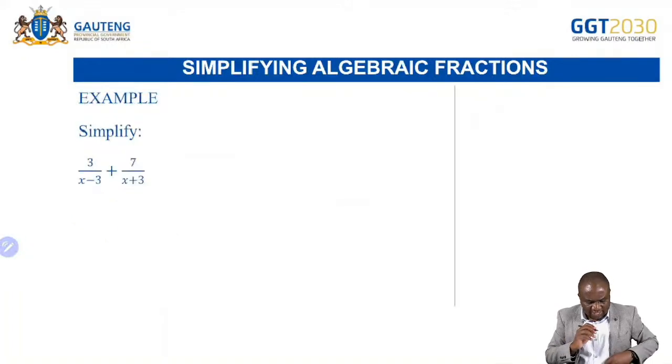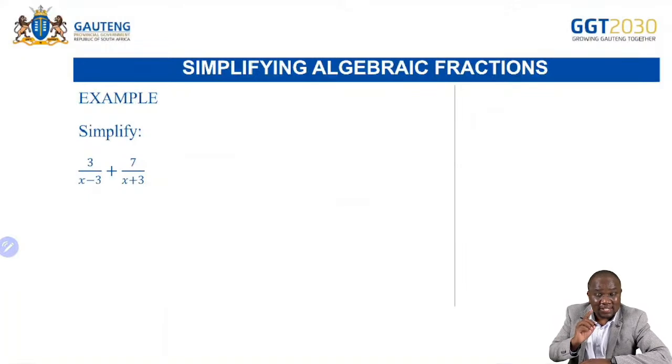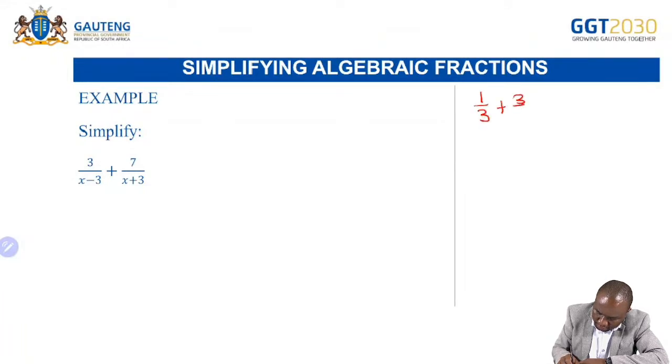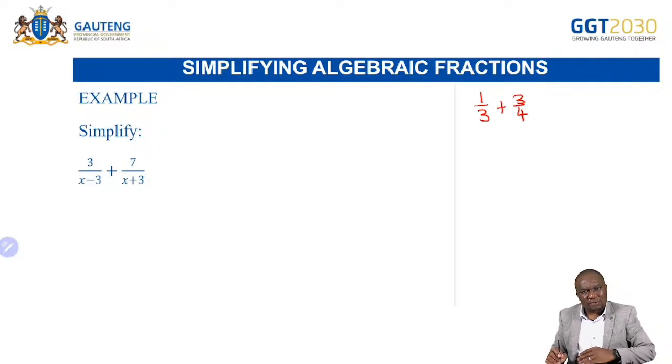Right, now another one. Let me give you an example using a numerical fraction. Let's say we have 1 over 3 plus 3 over 4. Now, how do we deal with such fractions? We have to find the LCD. What is the lowest common multiple for 3 and 4? That is 12, isn't it?